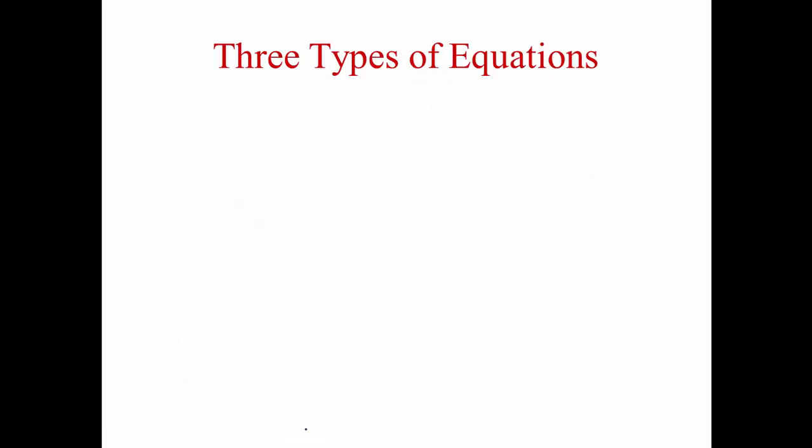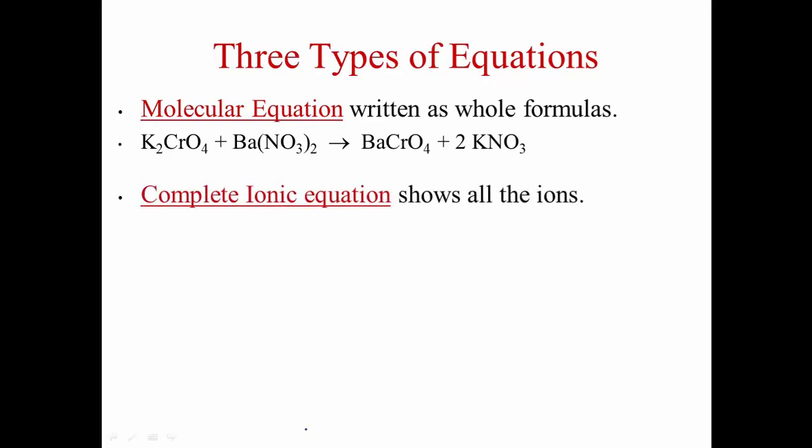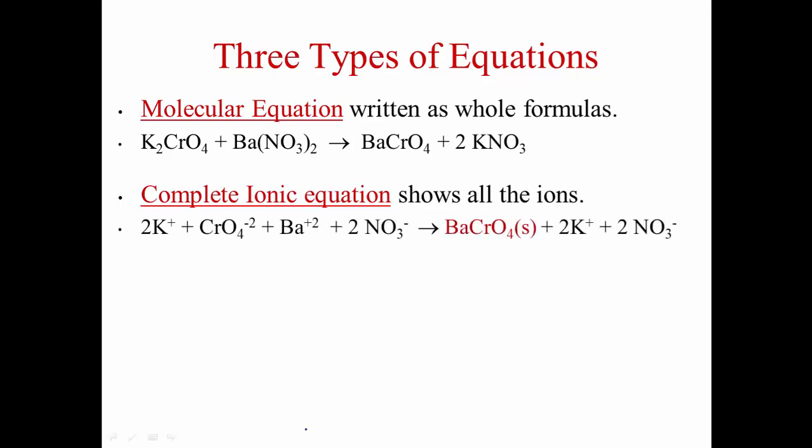So when you're writing your net ionic equations, you have a molecular equation. Anytime you're doing stoichiometry, please use a molecular equation. That helps with your balancing and your molar mass. There's nothing wrong with the molecular equation. It shows good chemistry. A complete ionic equation shows that you know your solubility rules.